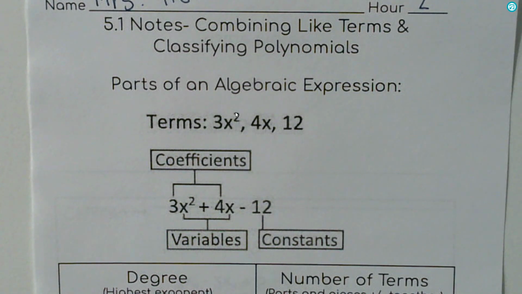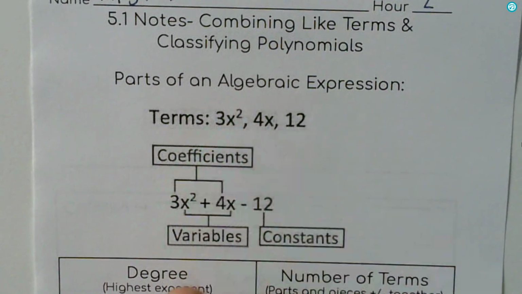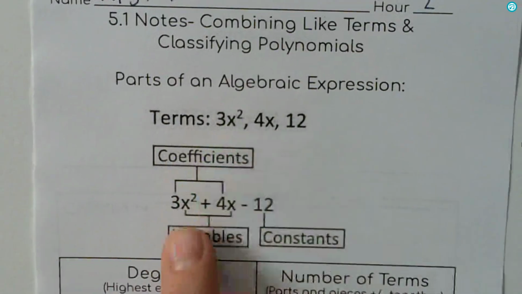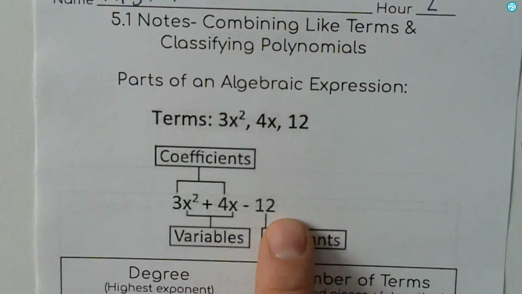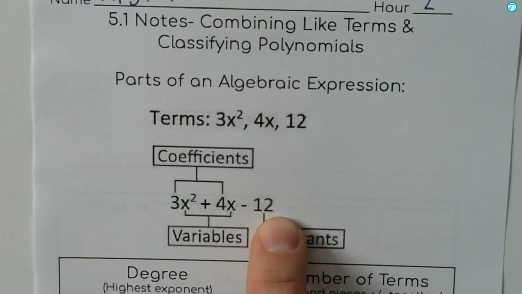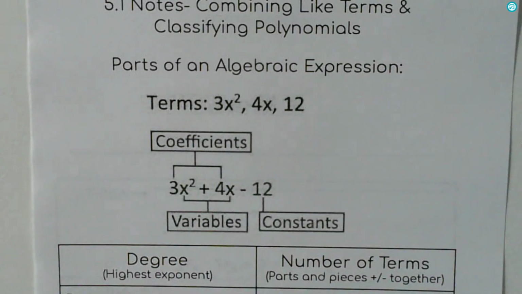Parts of an algebraic expression, each little chunk is called a term. So right here, I just listed out in this expression, 3x squared is a term, 4x is a term, and 12 is a term, really negative 12, okay? So those are terms. So each chunk is a term.